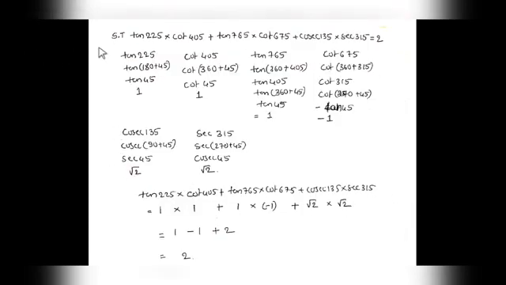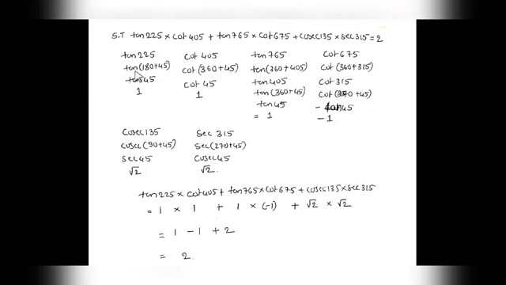Now we have one more example here. Show that tan 225 into cot 405 plus tan 765 into cot 675 plus cosec 135 into sec 315 is equal to 2. Now again I'll take each and every trigonometric function separately and find the values of those, and later I'll substitute the values in this given trigonometric equation.